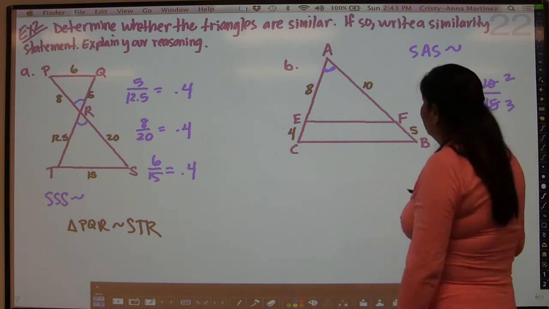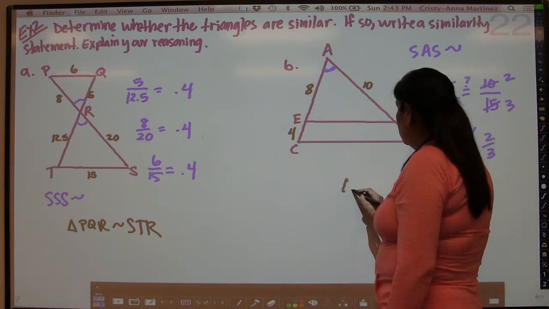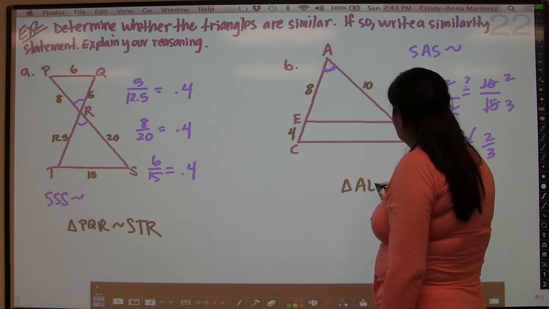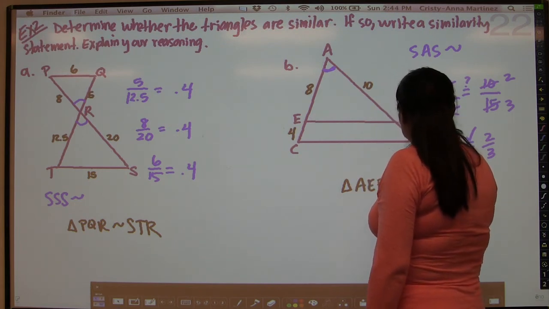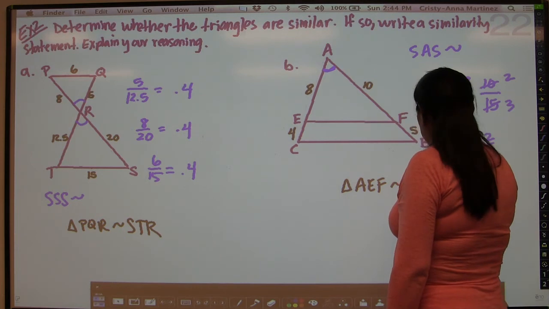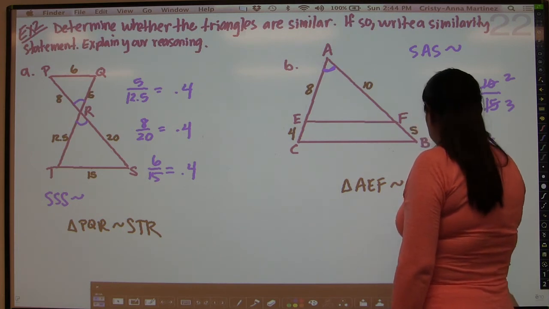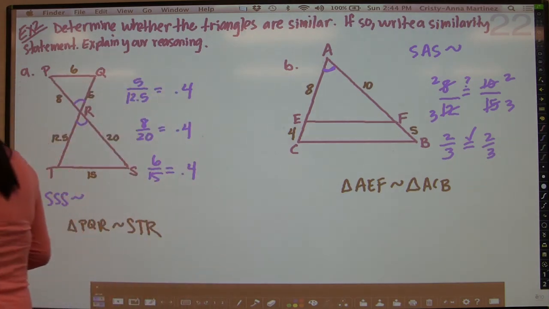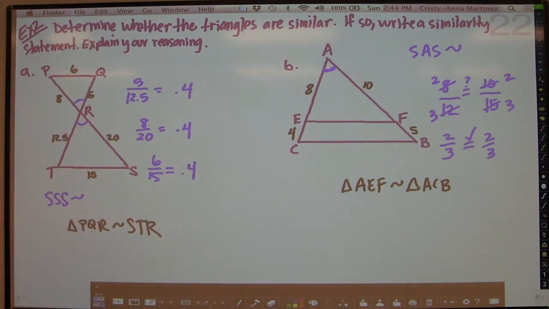So we want to write the similarity statement. So we're going to say triangle AEF is similar to triangle ACB. All right? Don't forget to write your similarity statements. A lot of times people forget to do that and then they get the answer wrong. All righty? So there we go for part B.